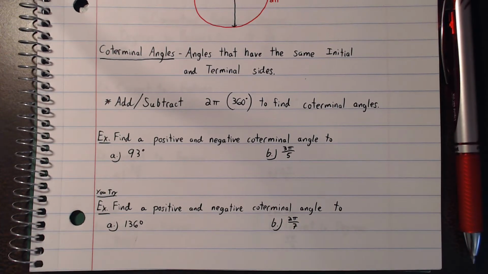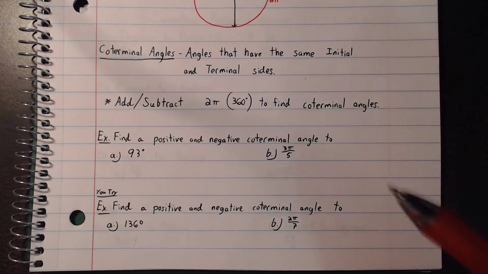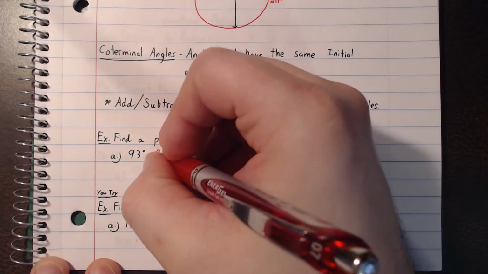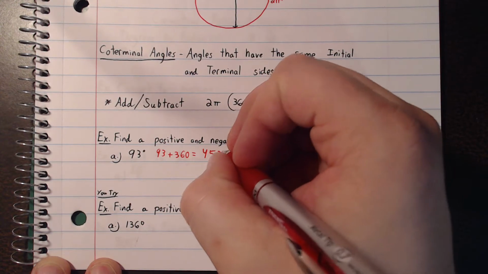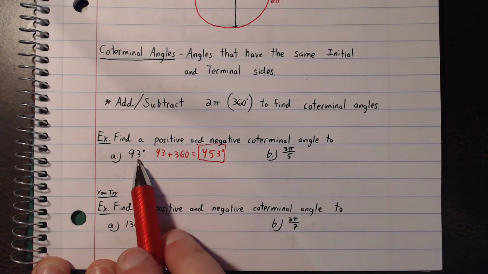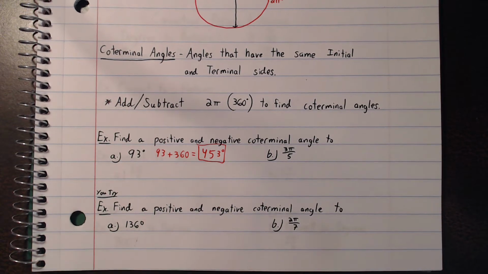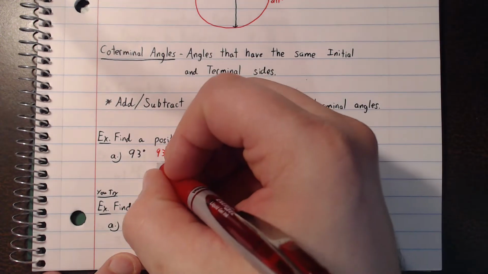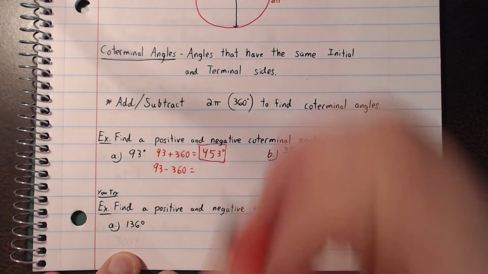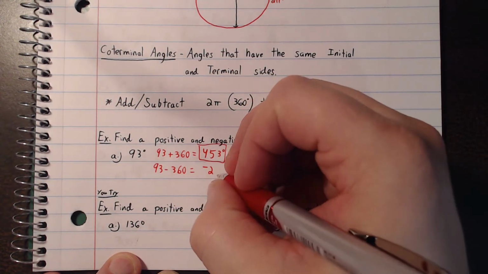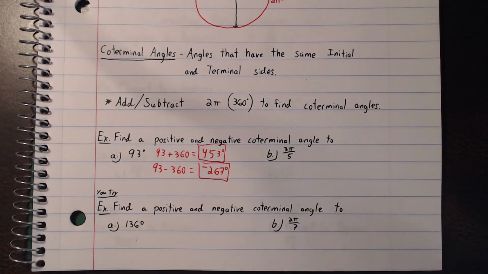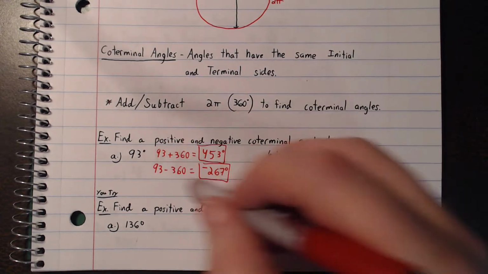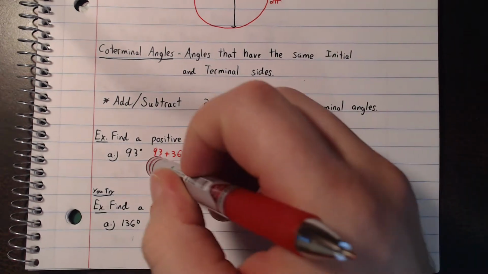We want to find a positive and negative coterminal angle to 93 degrees. So if we want a positive, we're going to add 360 to 93. So 93 plus 360 gives us 453 degrees. So this angle here and this angle here would share a terminal side. If we want a negative, we would take 93 and subtract 360 degrees. And that would give us negative 267 degrees. So all three of these angles are landing in the same spot. This one we would have to go around a full extra time. This one we'd be going in a clockwise direction.